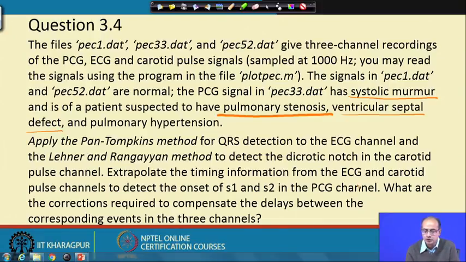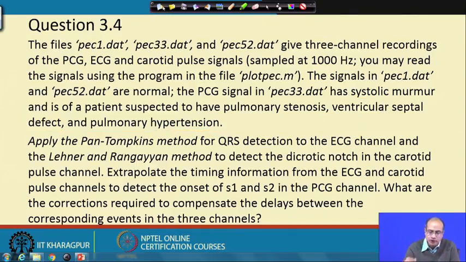So, that is also causing turbulence, and pulmonary hypertension may be there. That means the pressure is higher than normal. So, all these things can cause more turbulence, giving rise to that murmur which is recorded in the PEC33.dat.